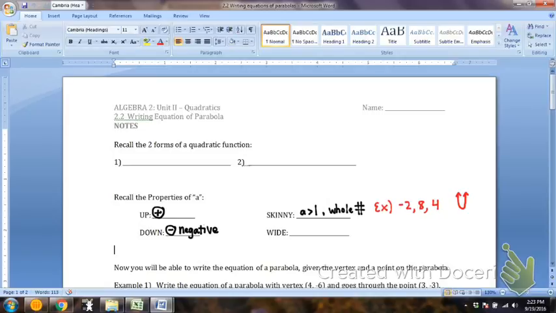For it to be wide, A is between 0 and 1. That's what this means: A is greater than 0, but less than 1. Another way to think about this is a fraction. Again, it can be negative even though it says it has to be greater than 0. We're talking about the number itself. For example, if you have 1/2, 2/7, or 3/8, these are going to be wide. It can be a negative 3/8. These are going to be a wide parabola.